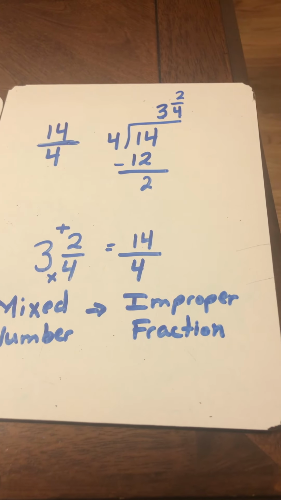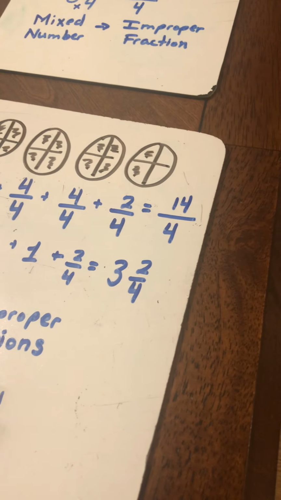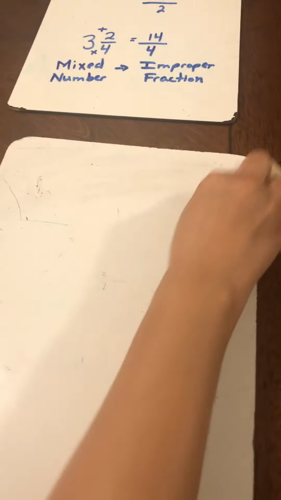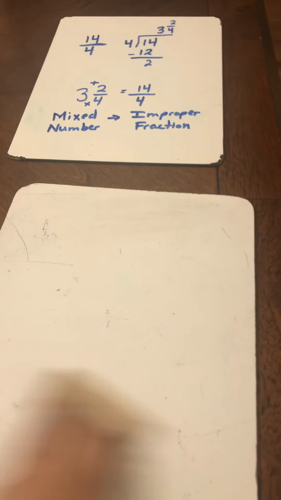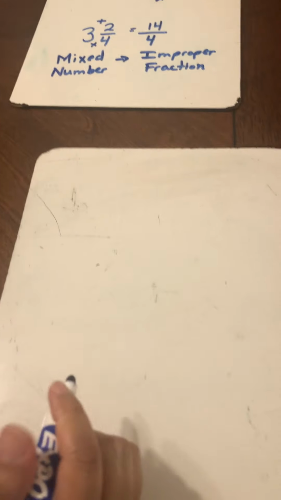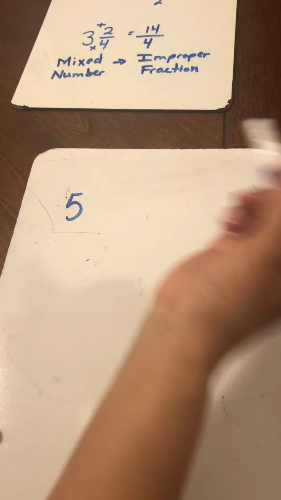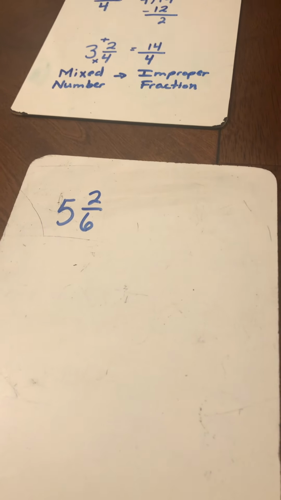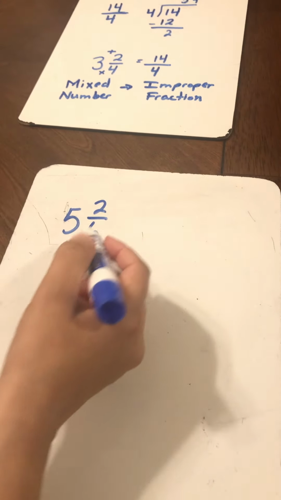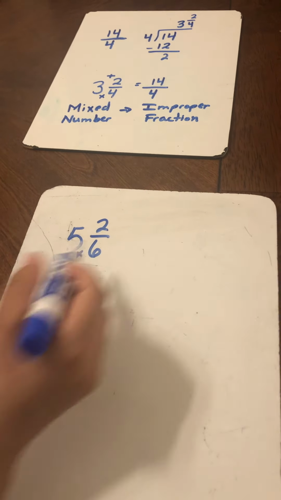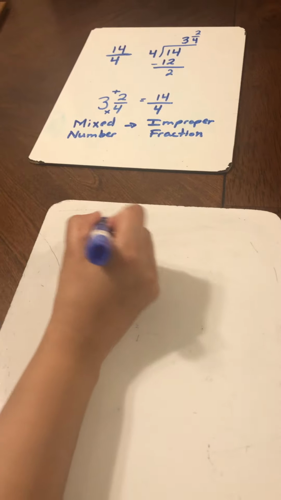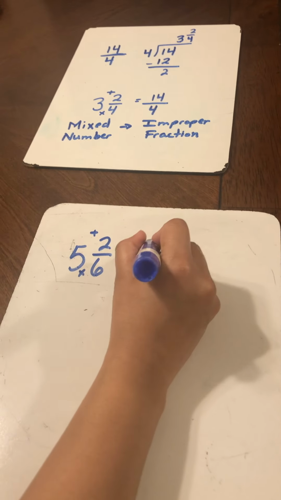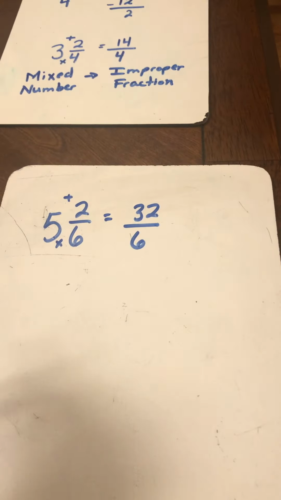Now, I'm going to do a couple more examples so that you can see how it's done again. And this is going to be your lesson for today. It's just to practice converting back and forth from mixed numbers to improper fractions and vice versa. Okay, so let's say we have, I'm just going to make up any numbers here, 5 2/6. So this is a mixed number, and we're going to convert it to an improper fraction. So to do that, we're going to multiply first. Multiply 5 times 6 is 30, and then add the numerator. So that'll be 32 over 6, 32/6.